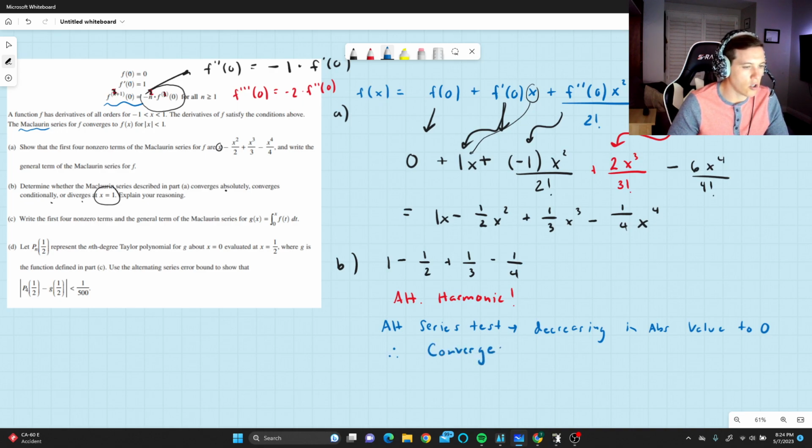However, to determine if it's absolutely or conditionally convergent, you look at the non-alternating version. And the non-alternating version diverges. So in other words, this one converges conditionally.